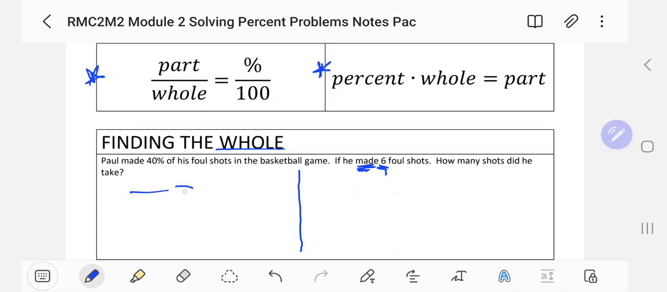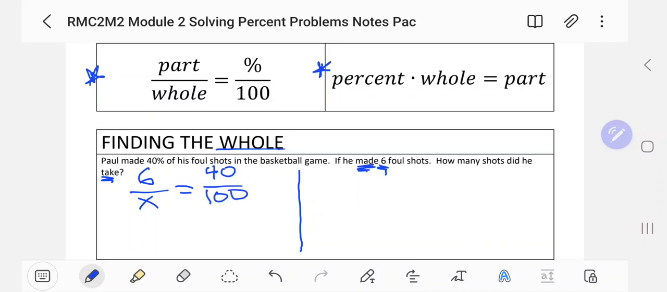So if we set up this proportion, we can't put 6 on the bottom like we used our numbers before. We have to think through. We have to read carefully, and we say, wait, 6 is the part. 6 goes up top. See? The part goes on the top, right? And what are we looking for? It says, how many shots did he take? That's how many shots he took altogether. So we don't know that. We do know that 6 is 40% of that number that we don't know.